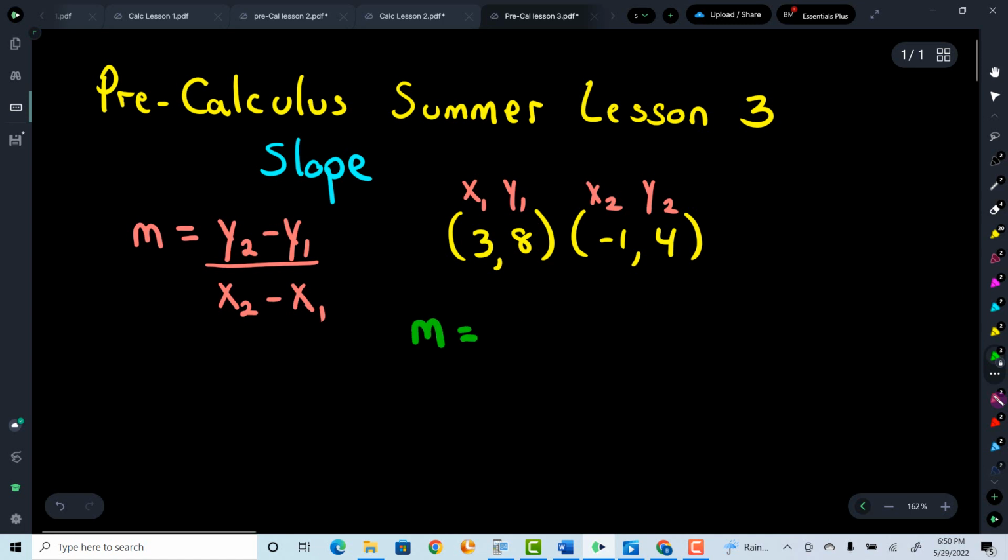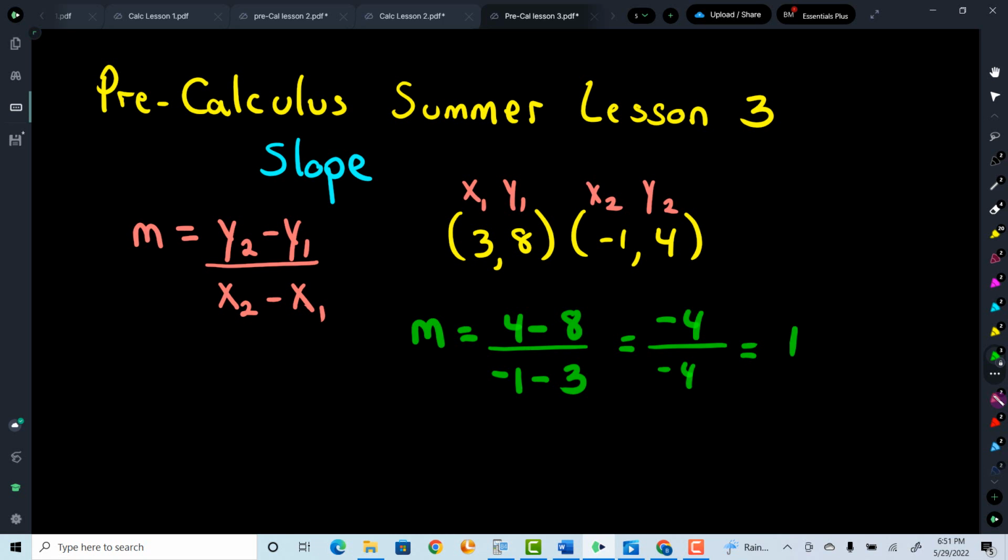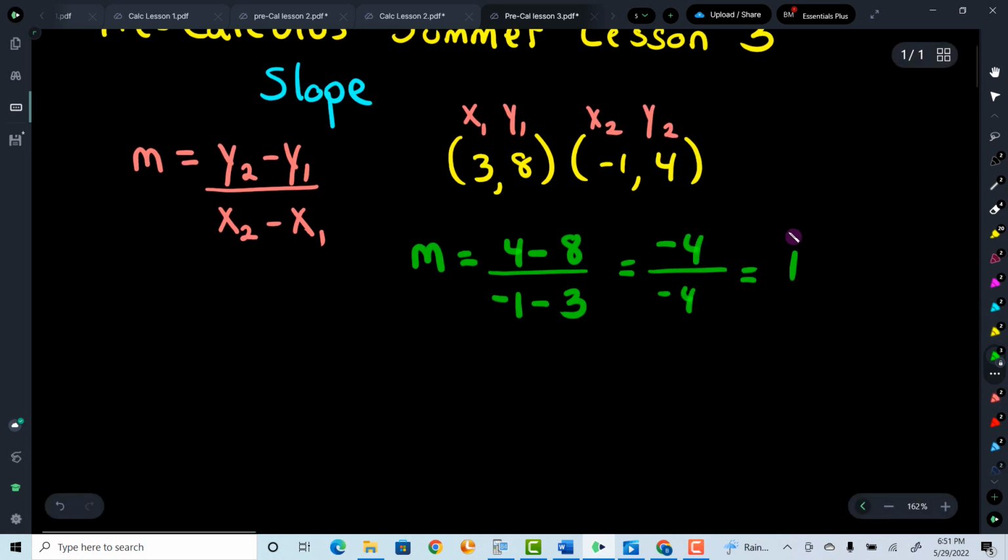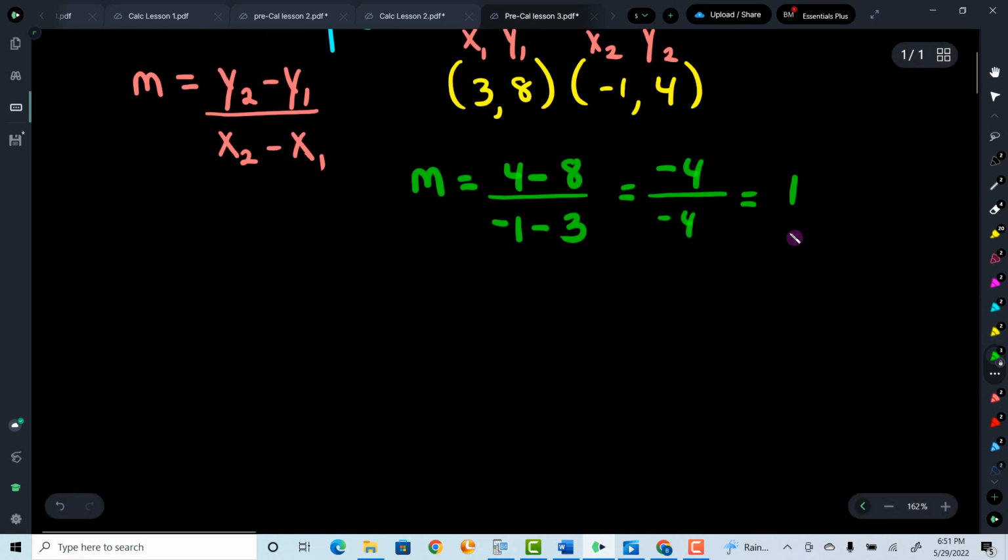So m equals y2, so that's 4, minus y1, which is 8, divided by x2, -1, minus x1, which is 3. So we have 4 minus 8 is -4, divided by -1 minus 3, which is -4. So that gives me a slope of 1. So if I'm just given 2 points, I would use the formula to calculate the slope.